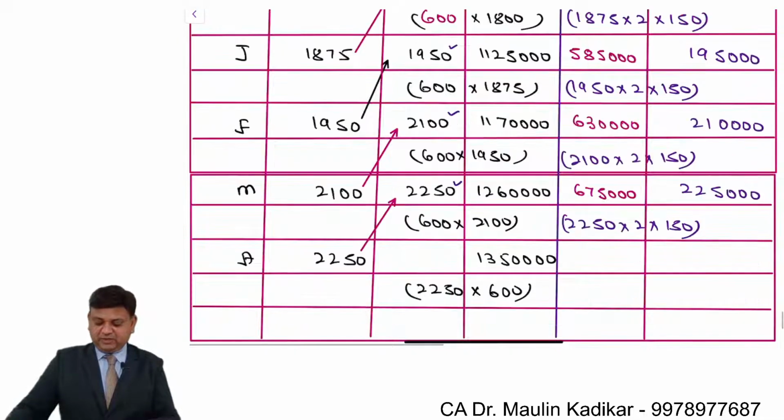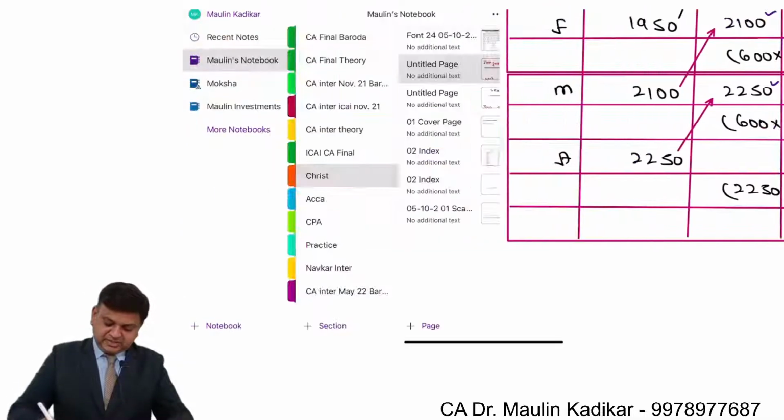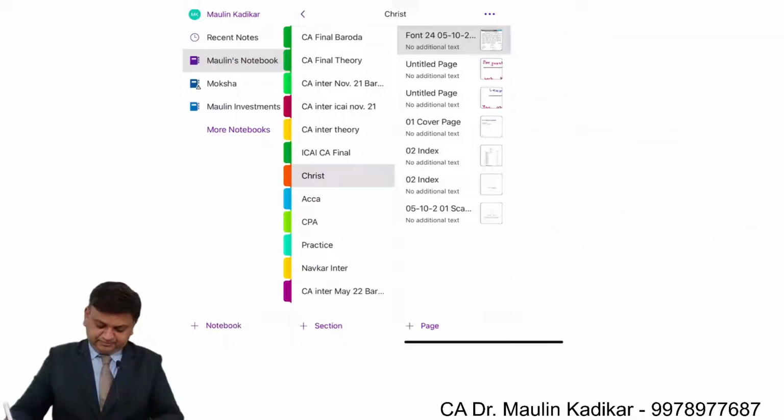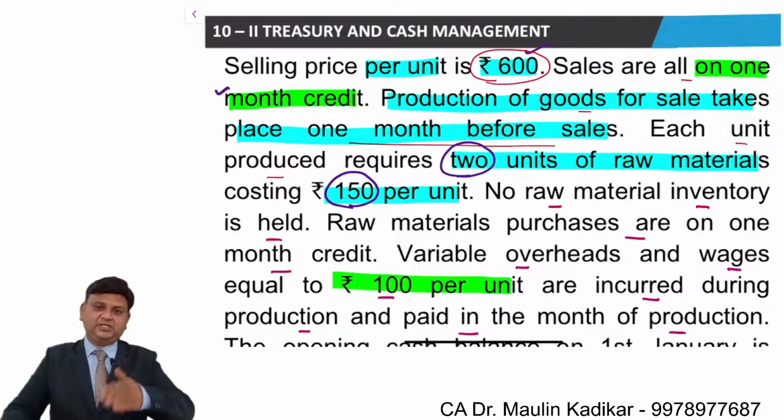Once we prepare this working note, then preparation of the cash budget is very simple. We are required to see how we make the payment. The question is providing the information like this, that sales are on 1 month credit. So the sales of December will be collected in January, sales of January will be collected in February, and so on.